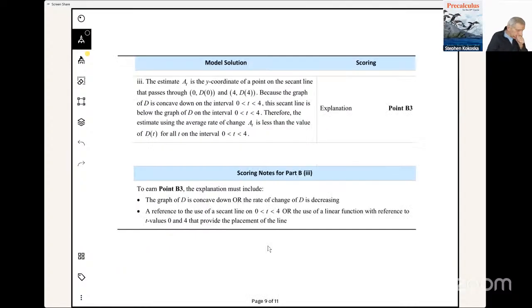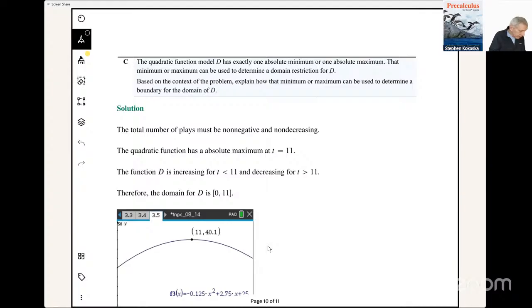Good. And there was one more, pardon me, there's the model solution. 1 point for that explanation. Very similar to what I did. I maybe parsed it out a little bit, but very similar to what I did. So they get the point if they recognize that the graph of D is concave down, or that the rate of change of D is decreasing. To me, that's a little bit more difficult to recognize, to convey, but that's okay. Some students could do that. And they must have some sort of reference to that secant line. Good. Part C.